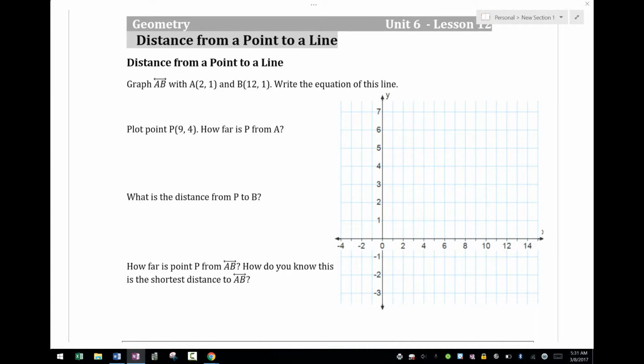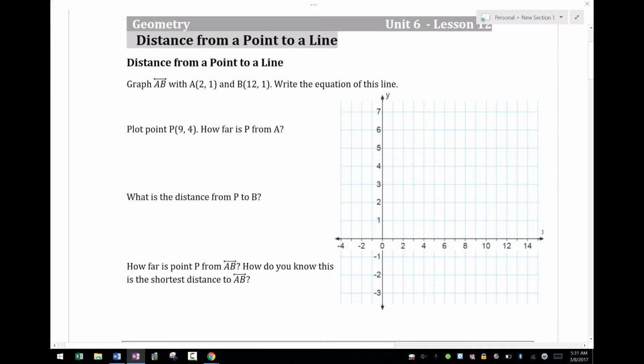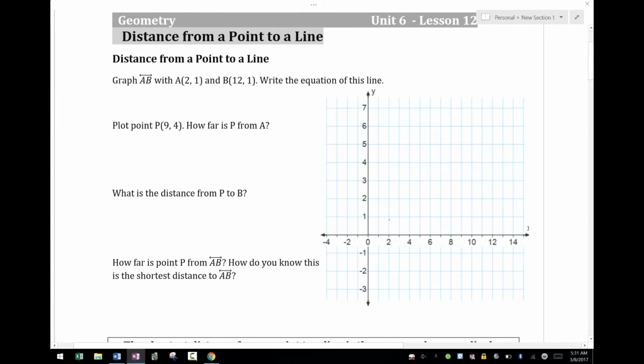The first thing says graph AB and write the equation of this line. So we're going to do that. While I do it up here, you guys should be working on your papers. If I graph AB, I have the point 2, 1 and the point 12, 1, which makes a nice little horizontal line segment here. And horizontal lines have y equals equations. So this is the line y equals 1.